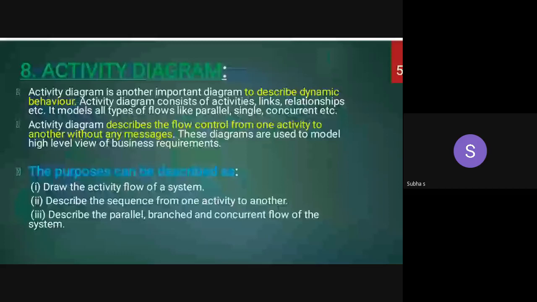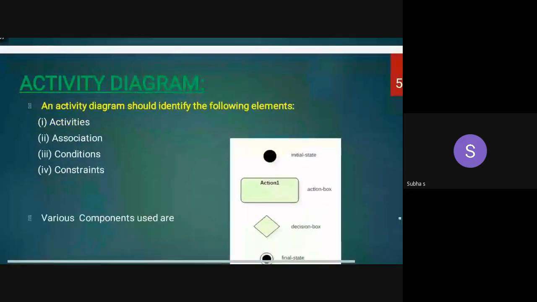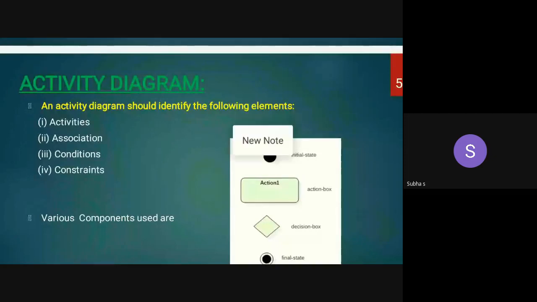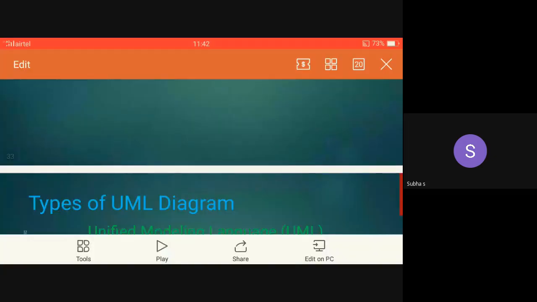It can be helpful to apply in the high level view of business requirements. Only for a high level view of business requirements can we use it. Here also, what are the symbols we have to note down? They are in the PPT.